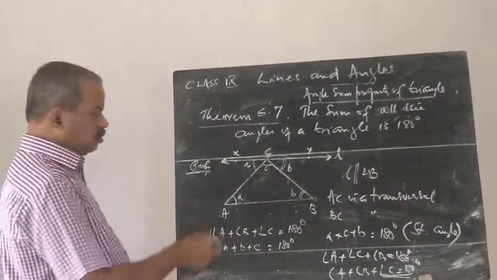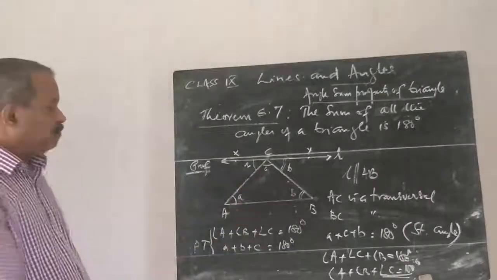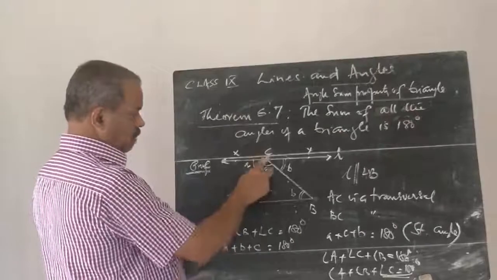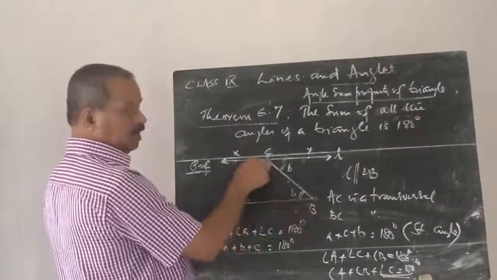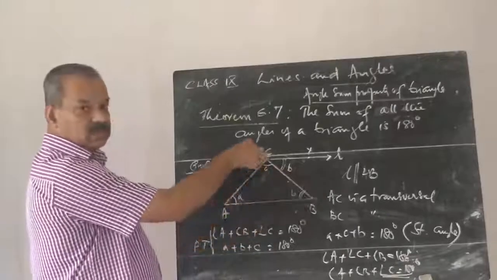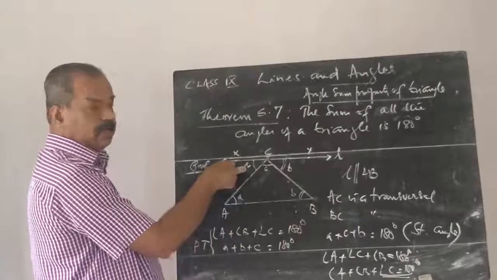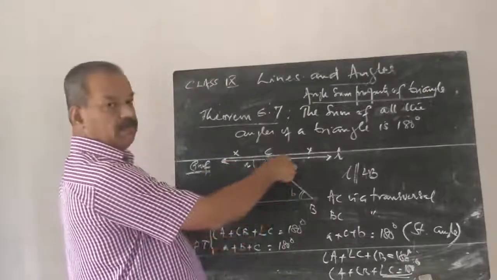Once again, to prove that A plus B plus C equal to 180, draw a line parallel to AB through C. These two lines are parallel. AC is a transversal, BC is also a transversal. Then, since this measure is A, this is also A. This measure is B, this is also B.